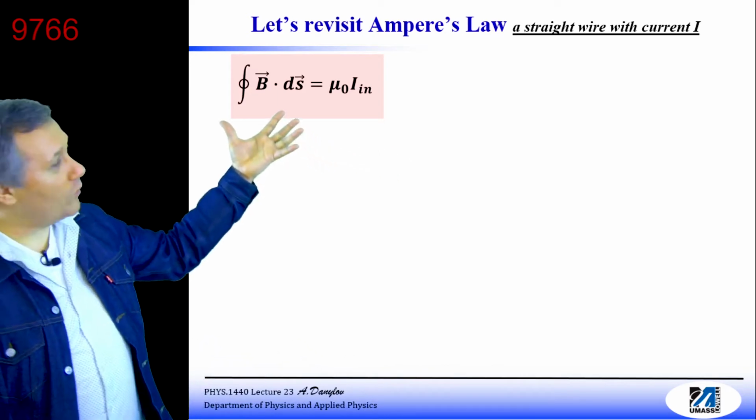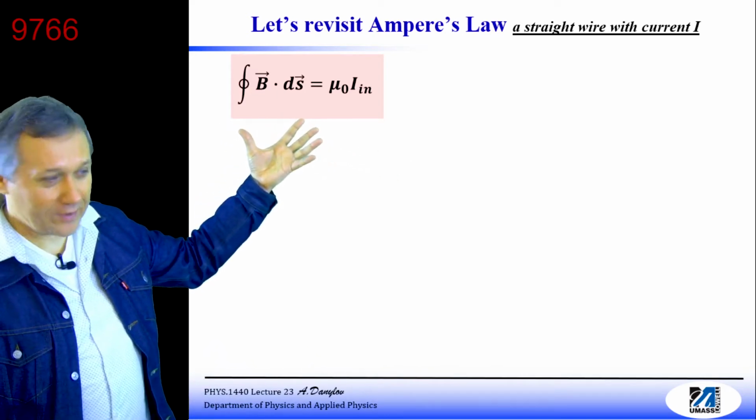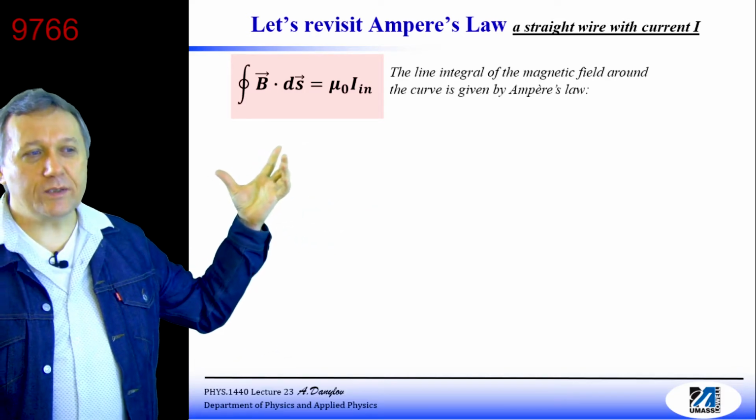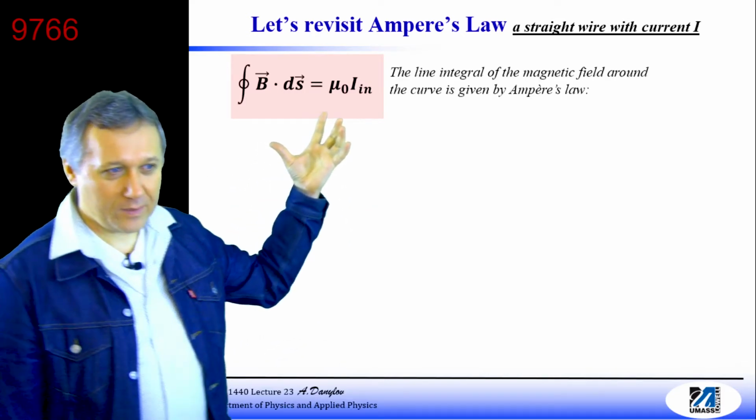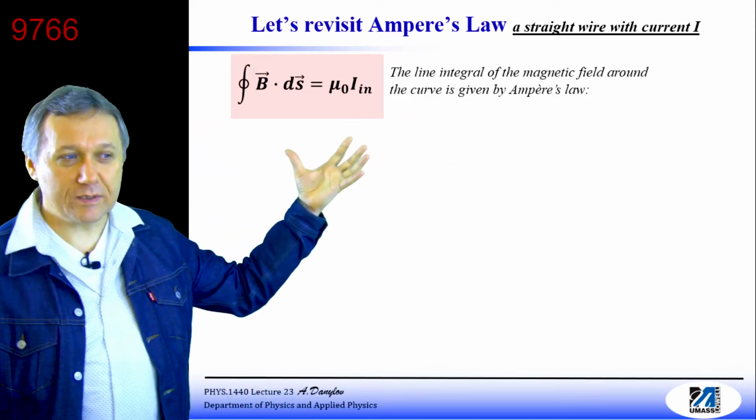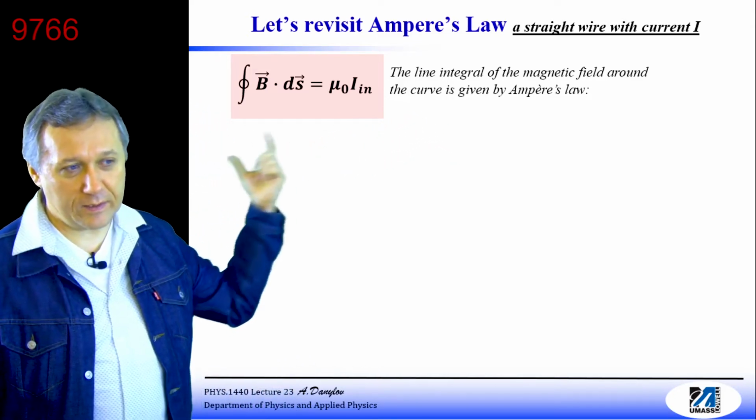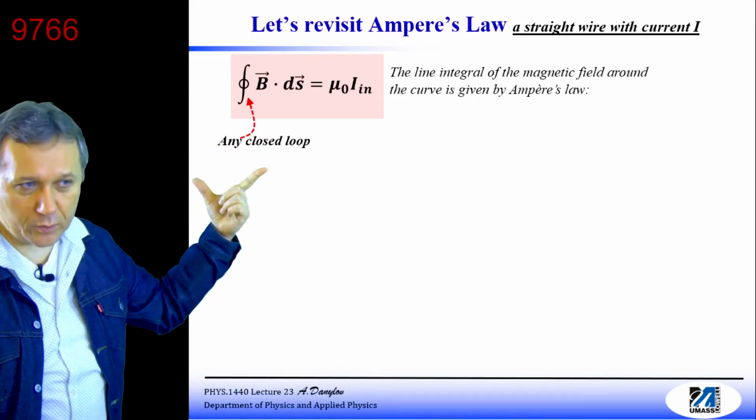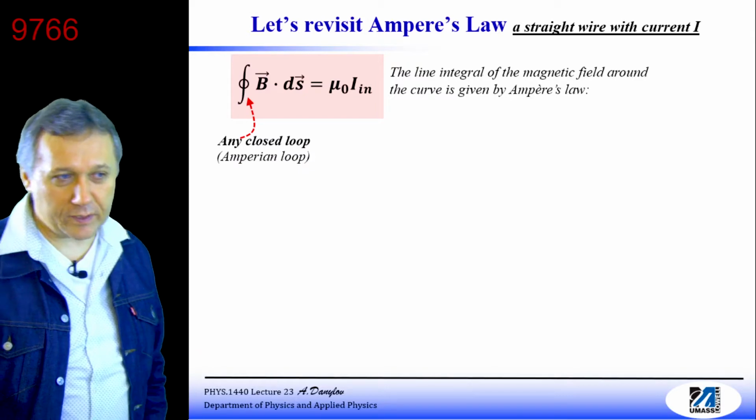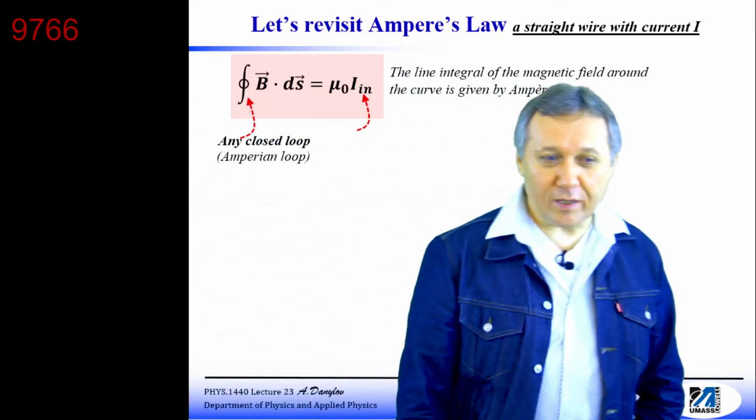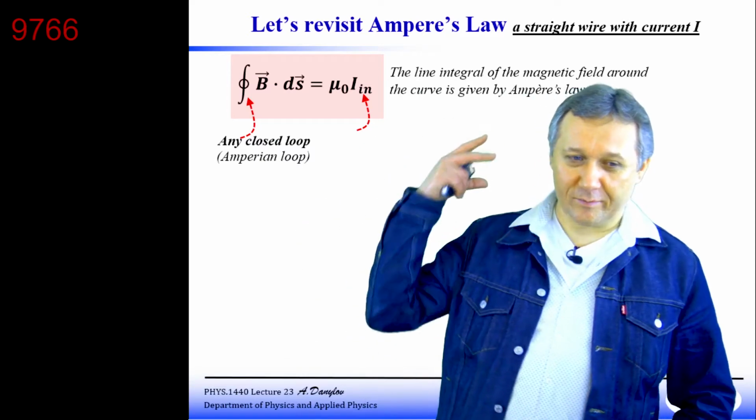The integral over a closed loop. Every time we would pick an Amperean loop, a closed loop, of B dot ds must be equal to the universal constant mu naught times the enclosed current. And again, integration is done over a closed loop, any closed loop, which we called an Amperean loop. Let's look at this enclosed current one more time.